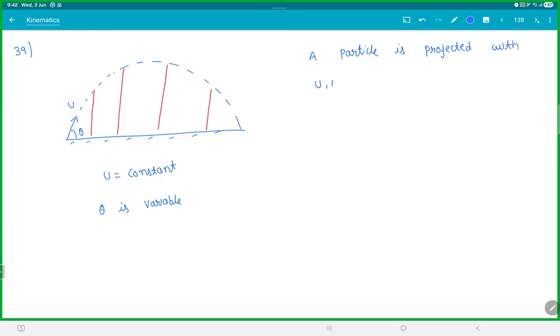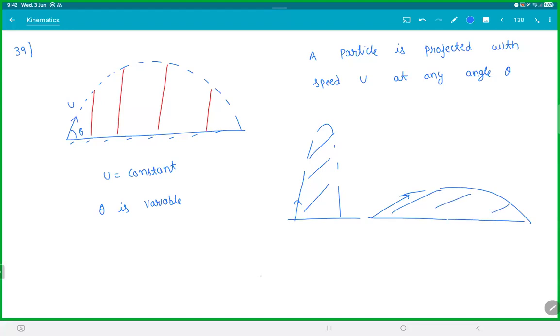A particle is projected with speed u at any angle. You can throw with whatever angle you want, so for different angles, we get different areas. For example, if you throw like this, you will go straight up and come down, and this will be the area. If you throw it like this, you will go and fall down here.